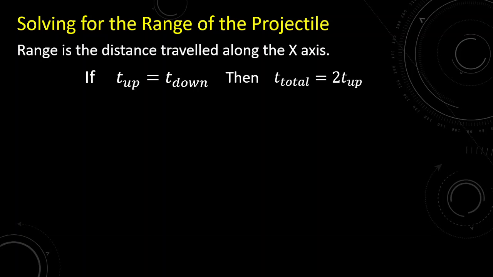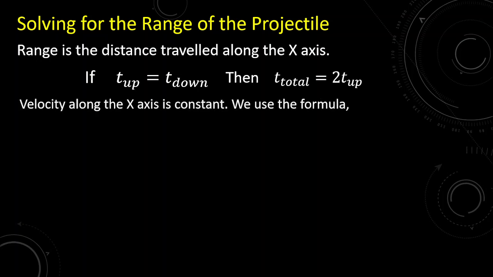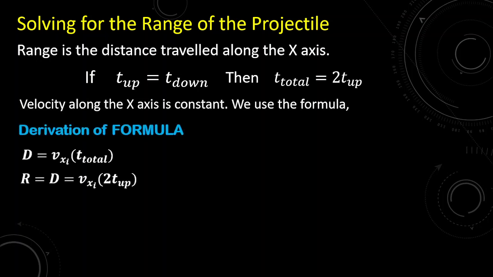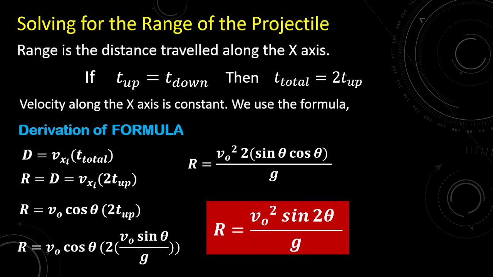We also use the fact that the velocity along the x-axis is constant. We can use the formula range r, or d, is equal to v sub x times total time. Then we realize that this is equal to v sub o cosine theta times 2t up. This can now be simplified as r is equal to v sub o squared times sine 2 theta all over g. That's pretty much everything that you have to learn about projectile motion.